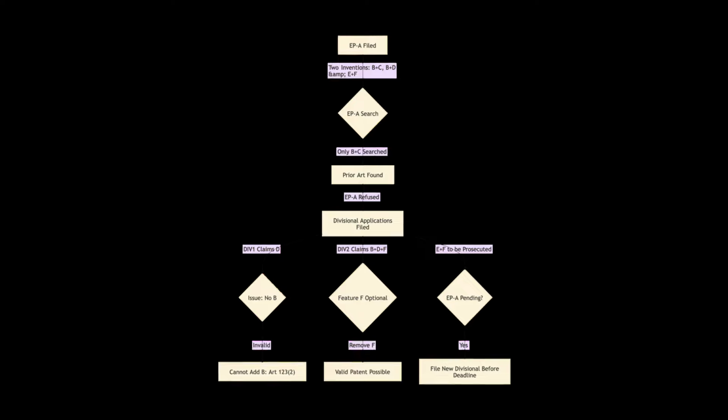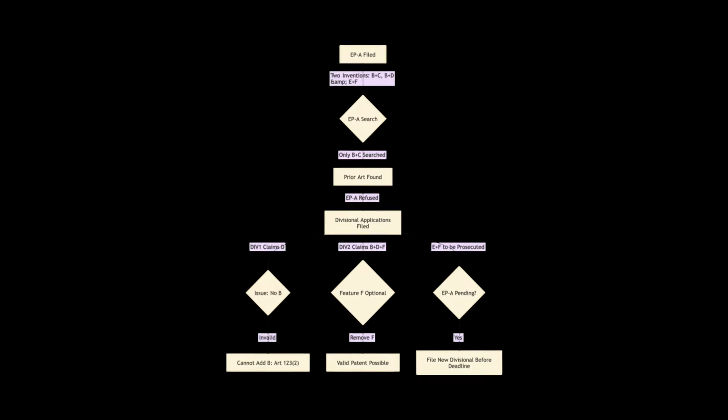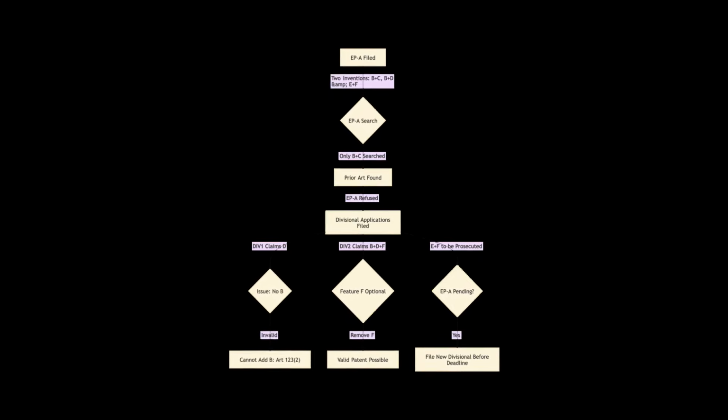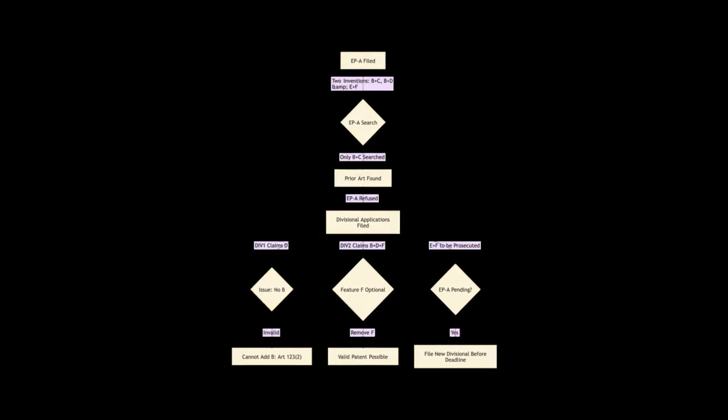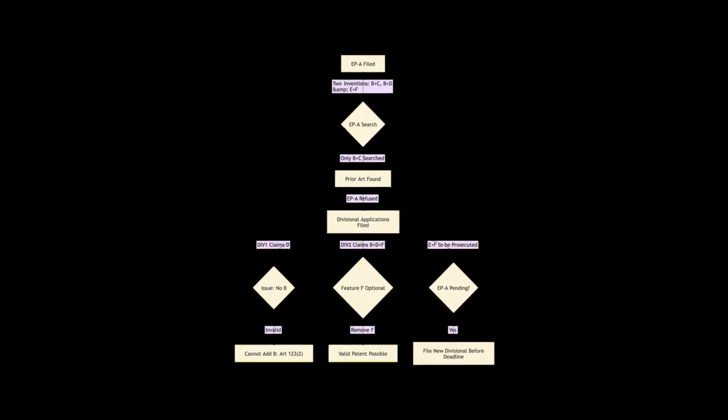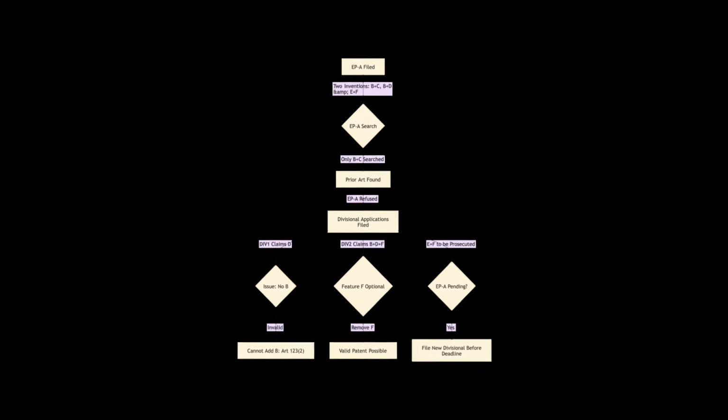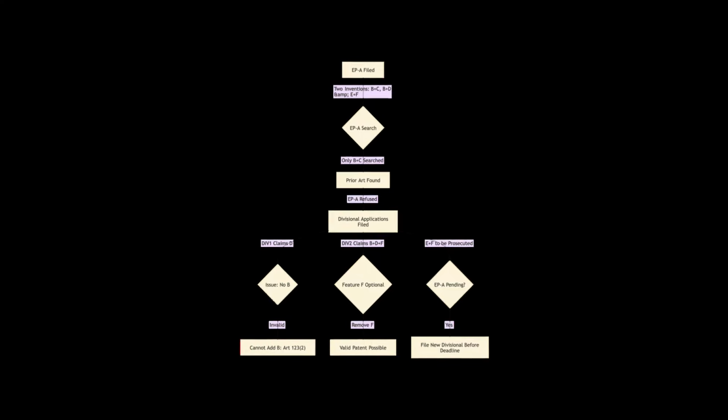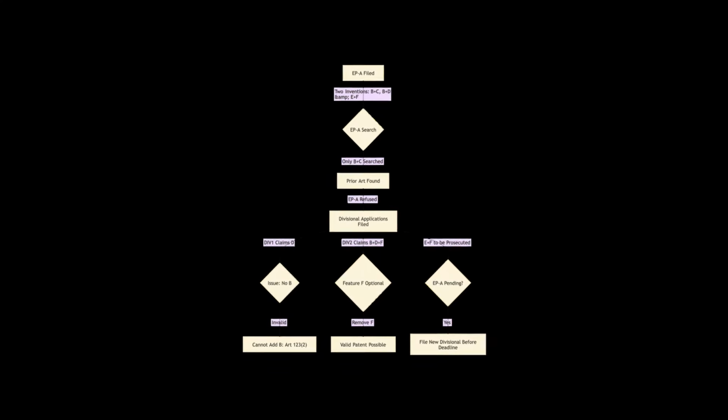Discussion. Let's analyze the case step by step. For Div 1, the core issue here is that B is indispensable for the function of the invention. Without B, the claim extends beyond the content of the original application. Once omitted, it cannot be reinstated. As a result, Div 1 cannot lead to a valid patent.